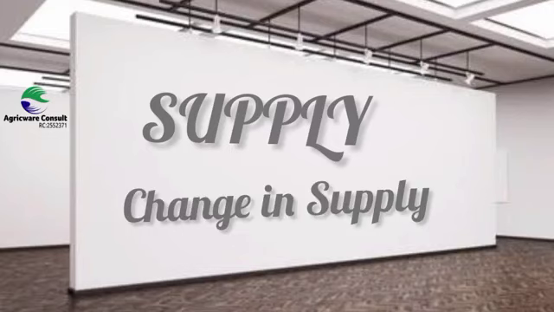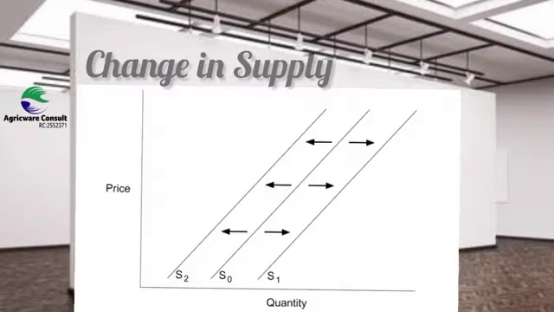Change in supply shows an increase or decrease in quantity supplied with a shift away from the original supply curve. It shifts away from the original supply curve, meaning it should be to the left or to the right.